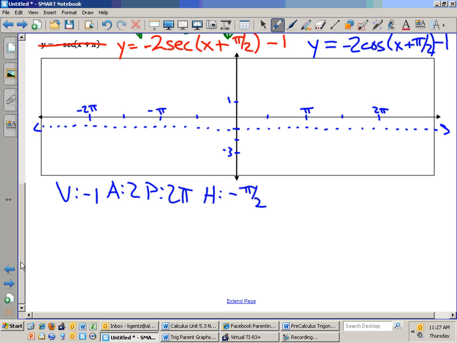Where does cosine start on this graph? 1, 0, negative 3, where? Negative 3. Now watch. That point will get shifted where? Back pi over 2 to right here. And which direction do I head, up or down? Up. So now I can just start plotting my points for my sketch of my graph.